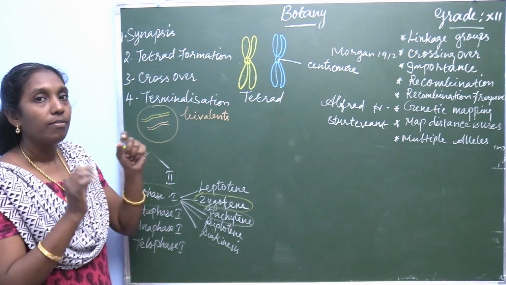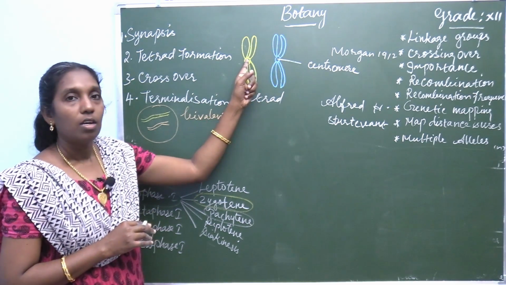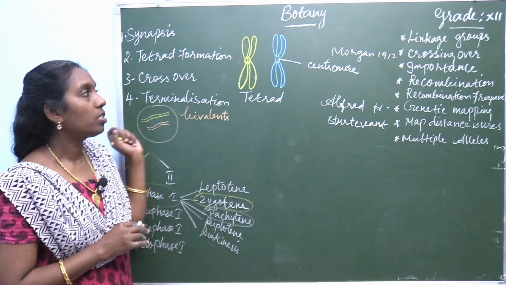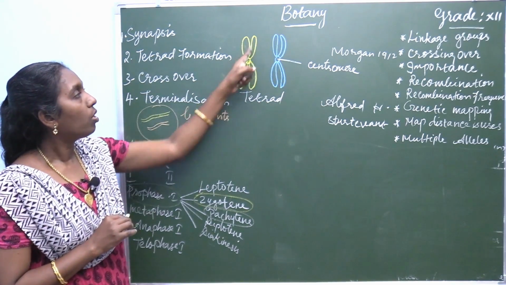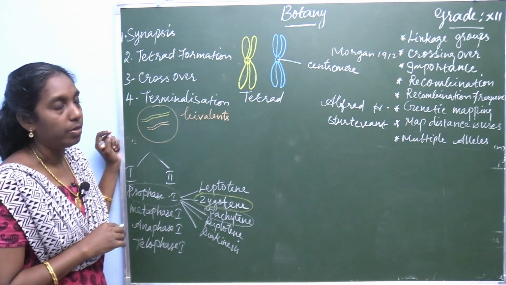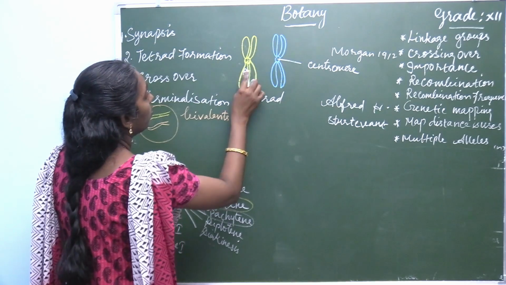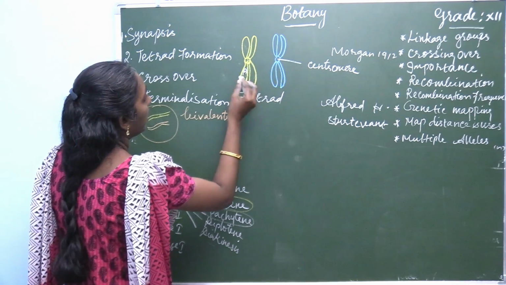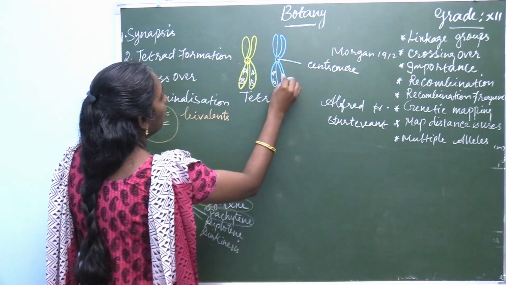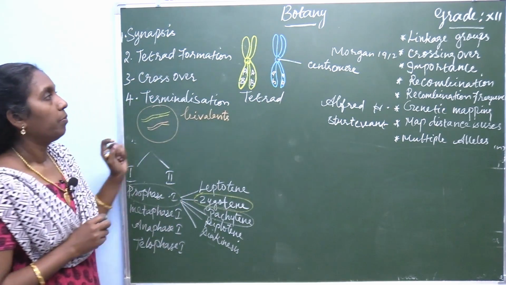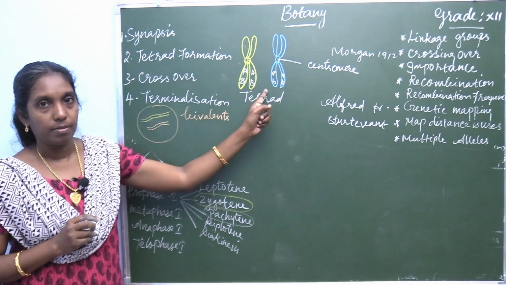Tetrad formation: four different chromatids are formed, which are joined at a particular point called the centromere. So, this is the centromere, and four different chromatids are formed. For example, here the chromosomes contain the genes capital A, capital B, small a, small b, small a, small b. So each chromosome contains genes.